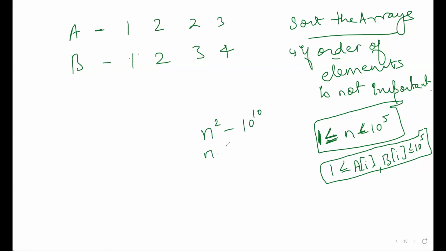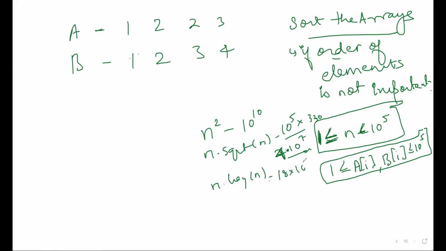Better than that, we have n into square root of n, which will be like 10 to the power 5 into 300 something, so roughly 3 into 10 to the power 7 or 4. Still, it will not give you TLE. N log n: log of 10 to the power 5 is 18 something, you can take 20, so it is going to be 2 into 10 to the power 6. So this is a worst case time complexity which will not give you TLE. N square will give you TLE.